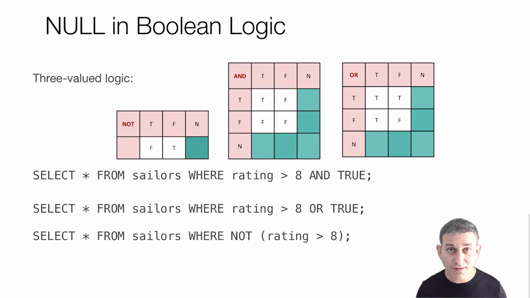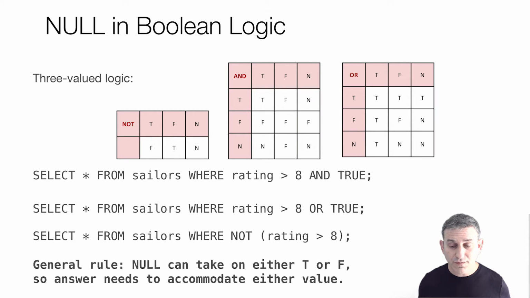If it were false, not of false is true. So not of null should be null, because we don't know what the output of not of null is. Similarly, take AND of true and null. True and false is false. True and true is true. Given that we don't know what null is, we don't know what true and null is either.